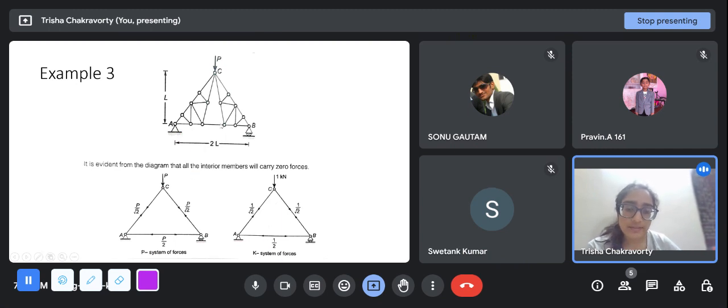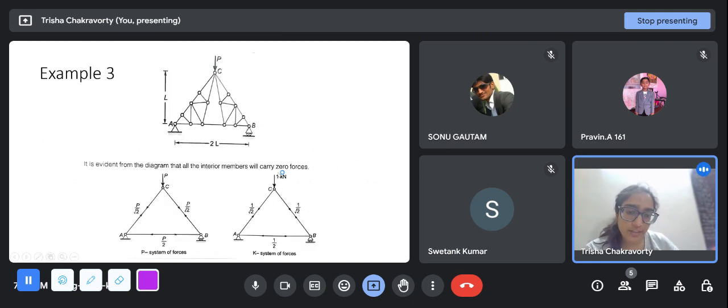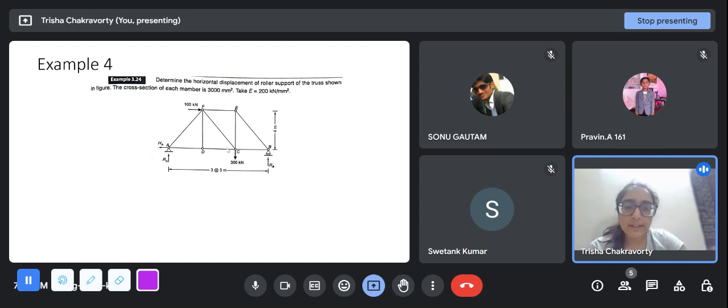And if this is 2L and this is L, then you can find the length of these members using trigonometry. Assuming tensile forces are positive and compressive forces are negative, the deflection at C, delta C, is something like this, which you get positive. That means the deflection was in the direction we applied the load in. So C deflects downwards. And we come to another example.